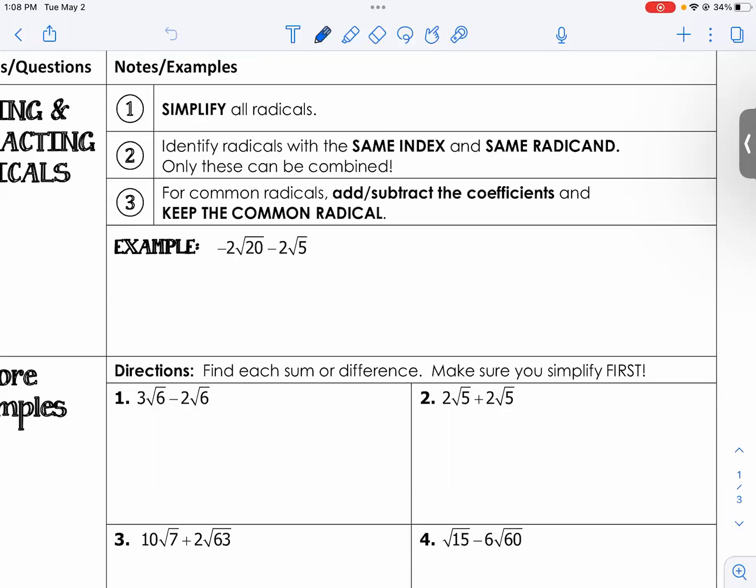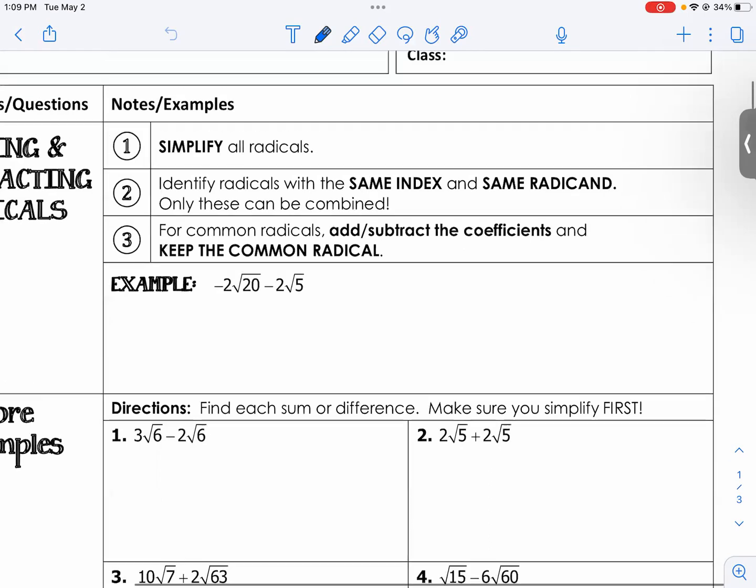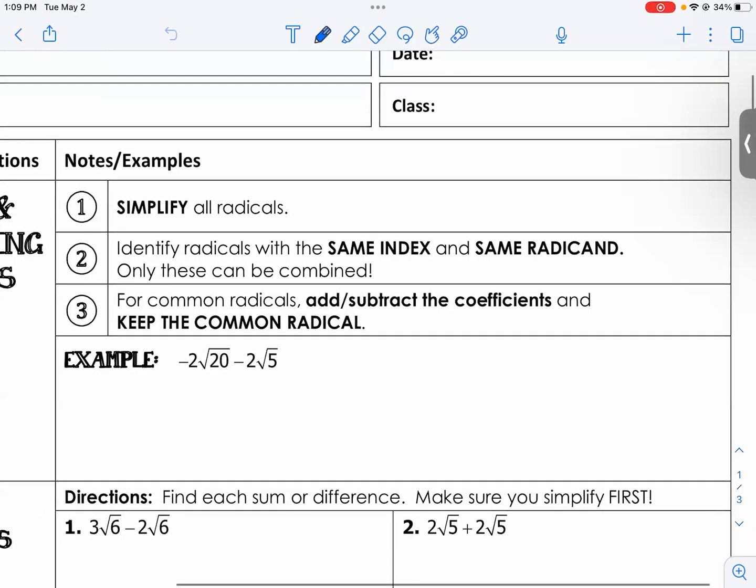This is pretty important. Okay, here we go. Today we are going to add and subtract radicals. Guess what? We still need to be able to simplify radicals, so we'll still get that practice if you're feeling a little rusty, okay? Because what we're gonna do is first we're gonna simplify all radicals. Then we can only combine radicals if they have the same index and the same radicand. Ooh, what does that mean?